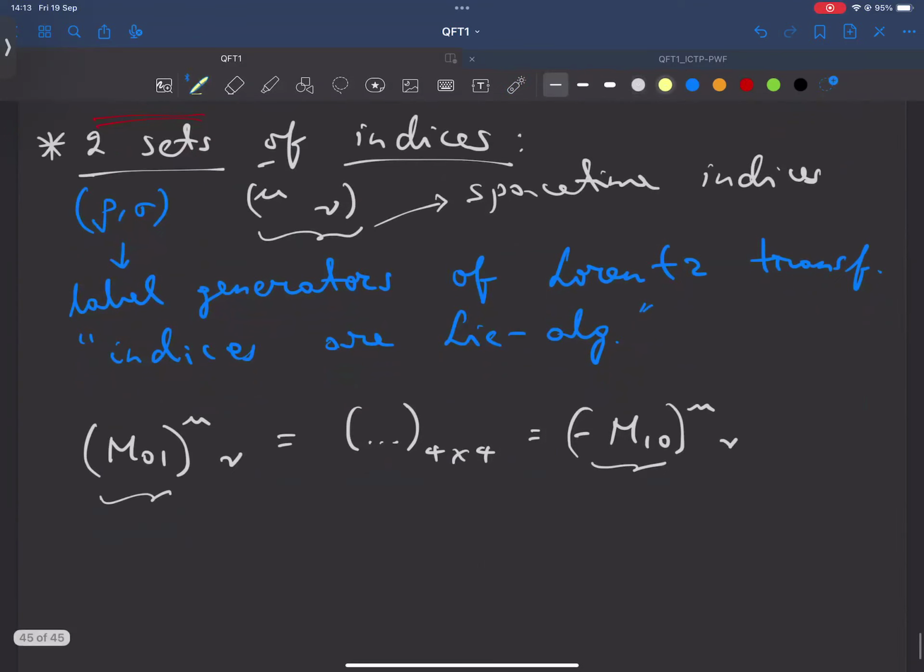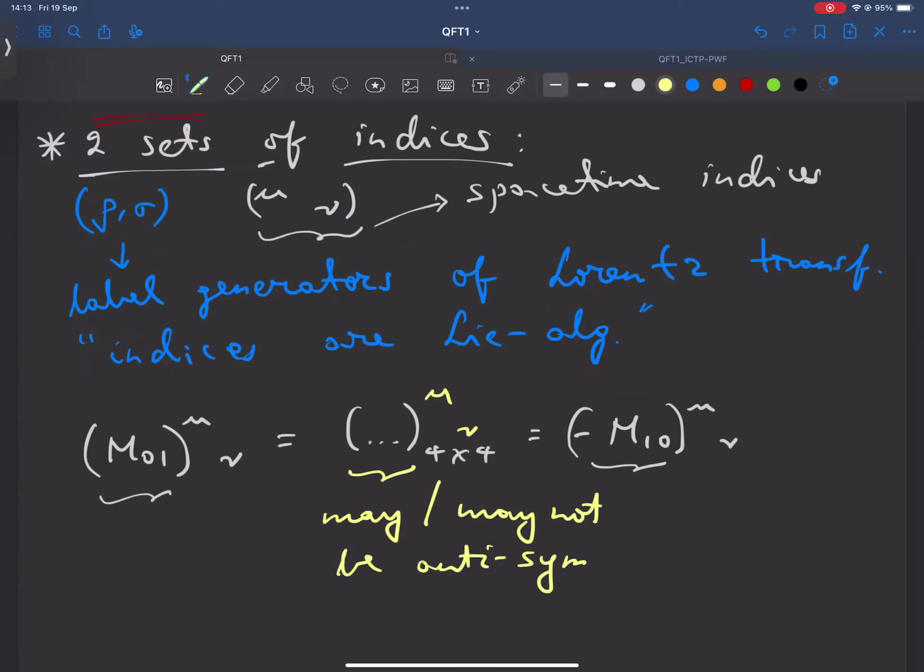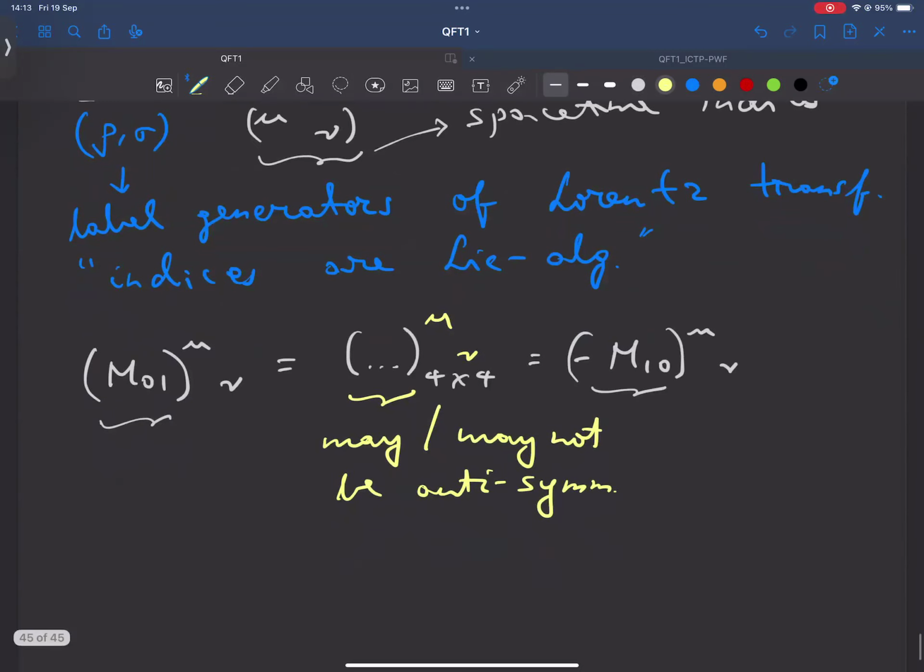However, this matrix in itself, with mu and nu written in this up and down way, may or may not be antisymmetric. Okay. In this case, it is not antisymmetric. In some cases, it could be, but that doesn't matter because what matters is the antisymmetry in the rho and sigma index. And because there were two indices, rho and sigma, exercise 5, which is computing the number of independent entries in an antisymmetric matrix, so that number matches.